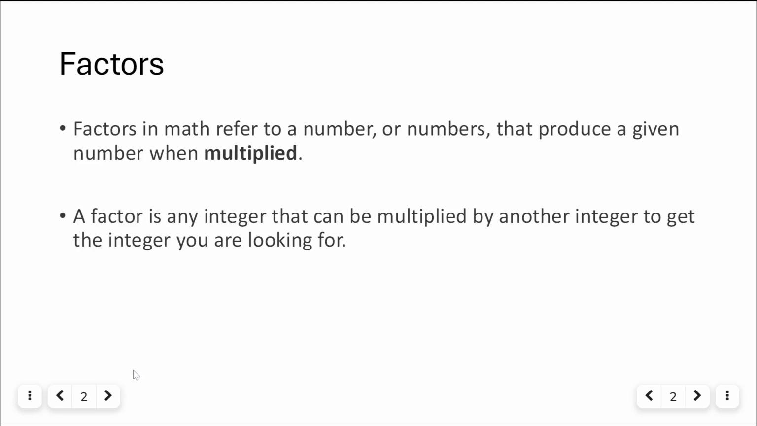So let's take a look here. Again, factors are numbers that produce a given number when multiplied. So if I take 2 times 5, the answer is 10. 2 and 5 are both factors of 10, because these two numbers multiply to be 10. A factor is any integer. An integer is a whole number, positive or negative, that can be multiplied by another integer to get the integer that you are looking for. That's basically what we just said above. 2 and 5 are both factors of 10 because 2 times 5 is 10.